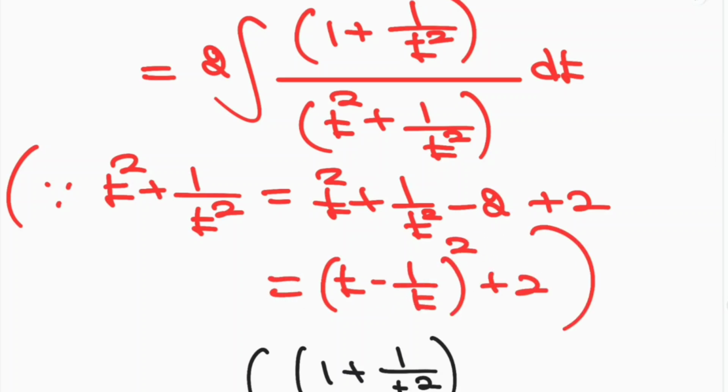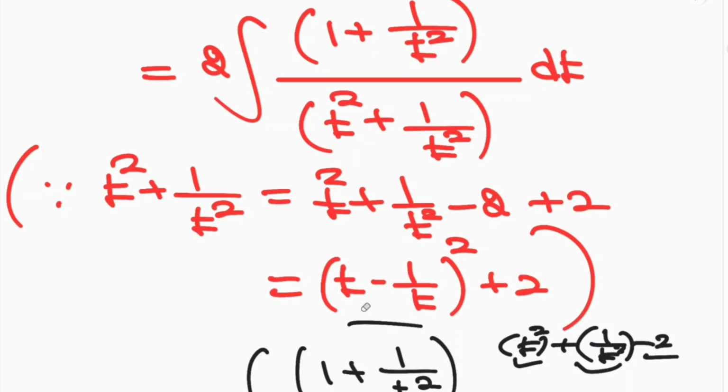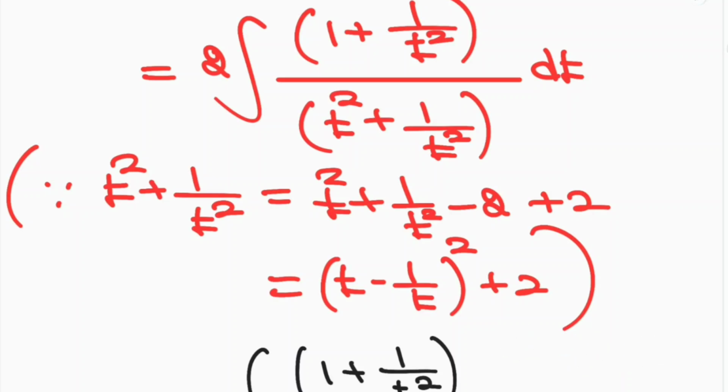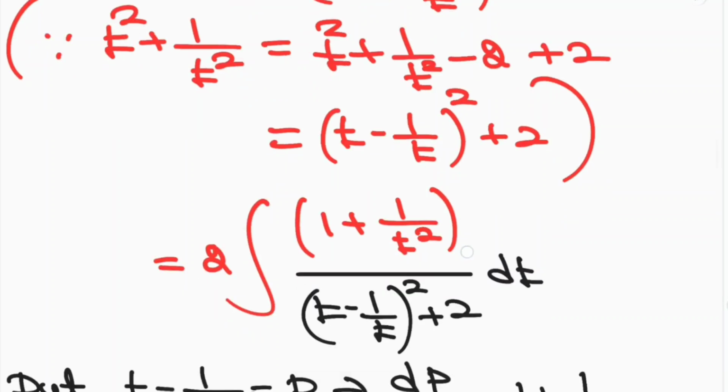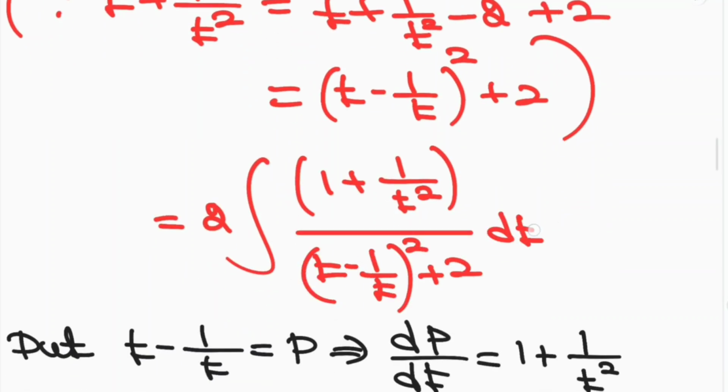So expand this, t minus 1 by t: a minus b whole square is a square plus b square minus 2ab. So 2 into a value t, 1 by t b value. So t gets cancelled, and just minus 2 comes, and 1 by t square. So t square plus 1 by t square minus 2 we can substitute as t minus 1 by t the whole square plus 2. Substitute that only for the denominator. So t minus 1 by t whole square plus 2.